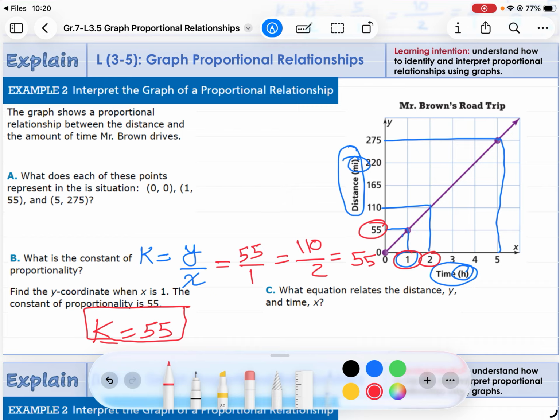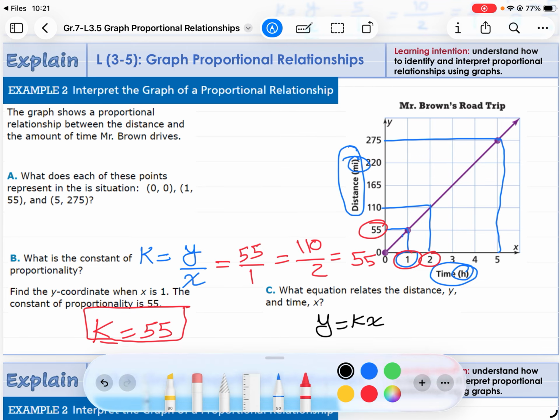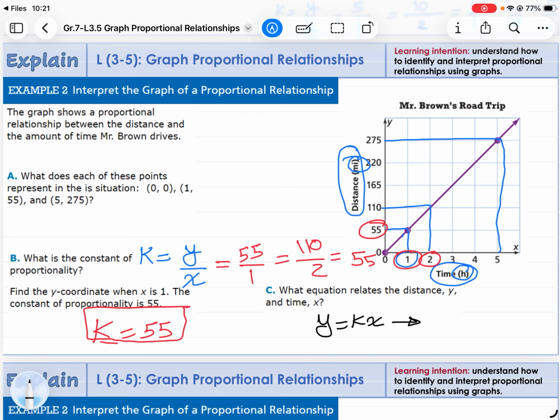Okay, now part C. What equation relates? Here they're asking you to write the equation of proportionality. We all know the equation of proportionality is y equals kx. So my equation will be y equals, I'm going to substitute the value of k with 55 and keep x the same. That's my equation.